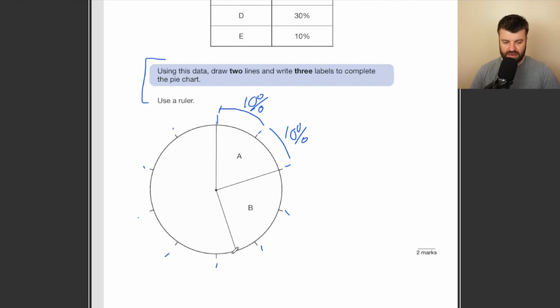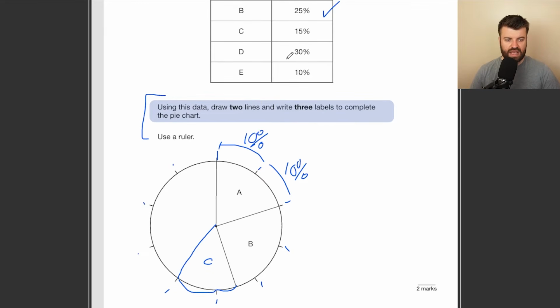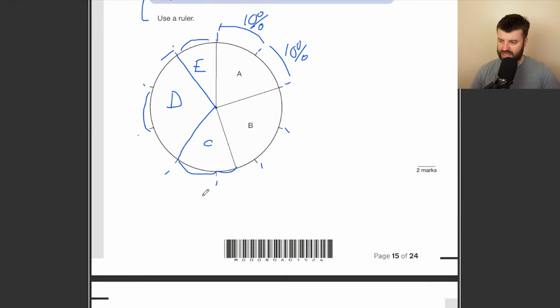C is 15%. So we know 5% will get us to here. And then another 10% gets us to 15. So the first line we're going to draw is coming off that point. I'm going to label it C. That's the first line. Then D is 30%. Okay, we go 1, 2, 3. Cool. D is going to go to there, which is going to be 30%. And we're left with 10%, which should be E. We can check in the table. Yes, yes, yes. So those 2 lines mean we get C, D, and E. Each chunk was 10%. We've worked it out.